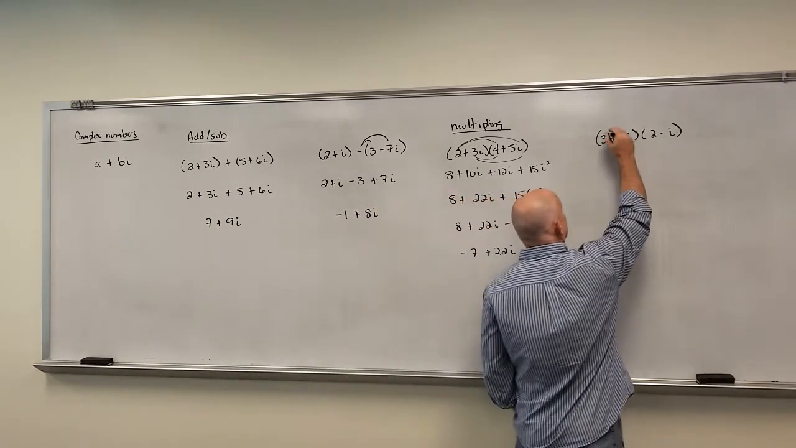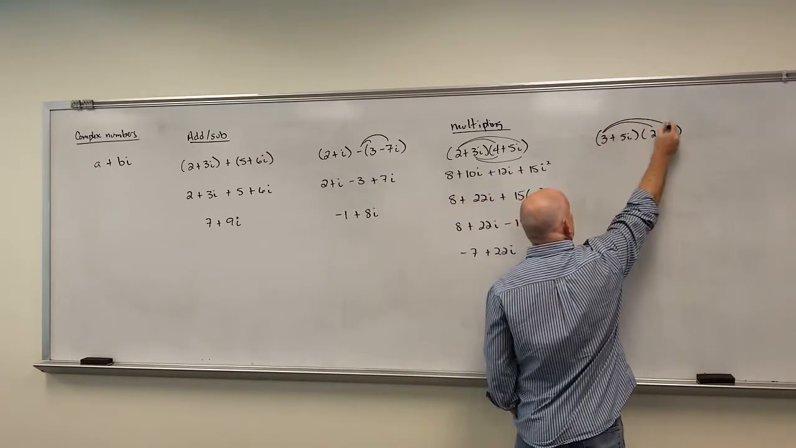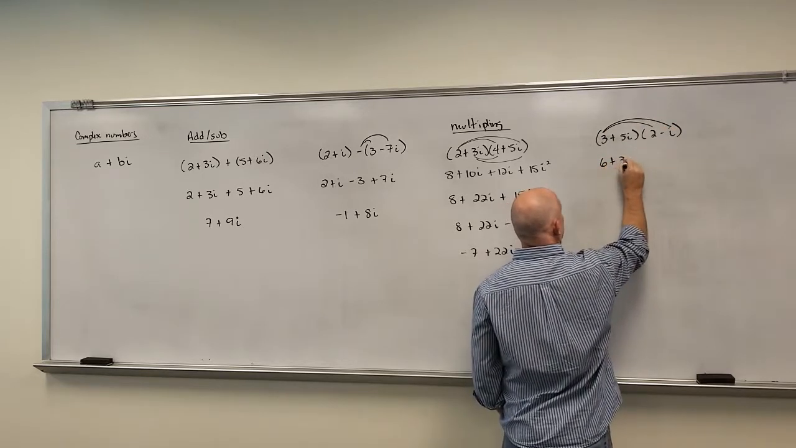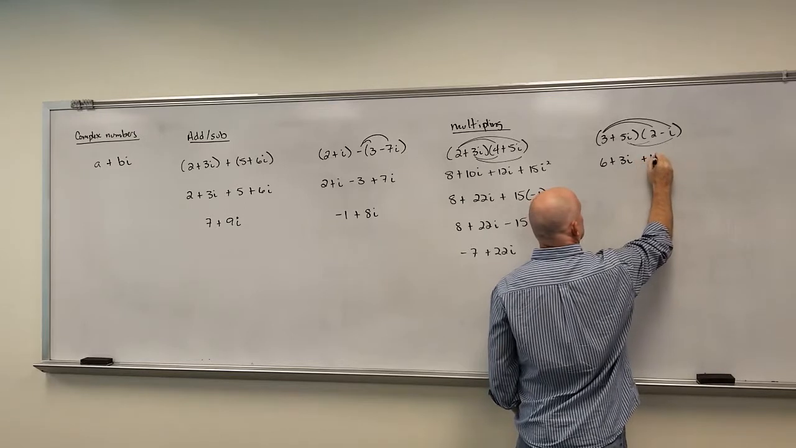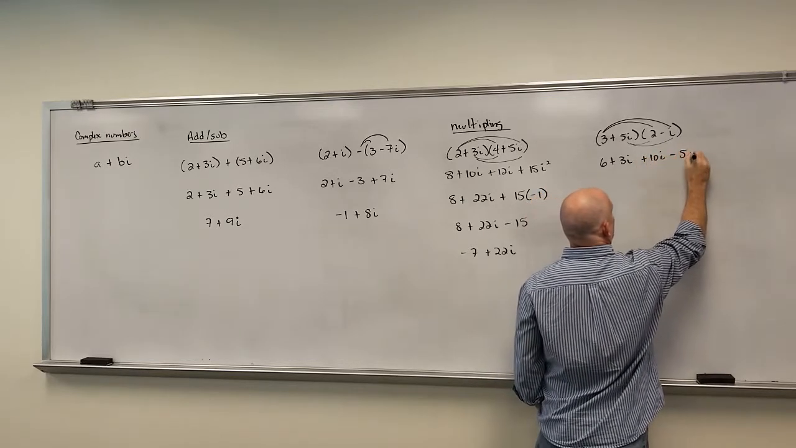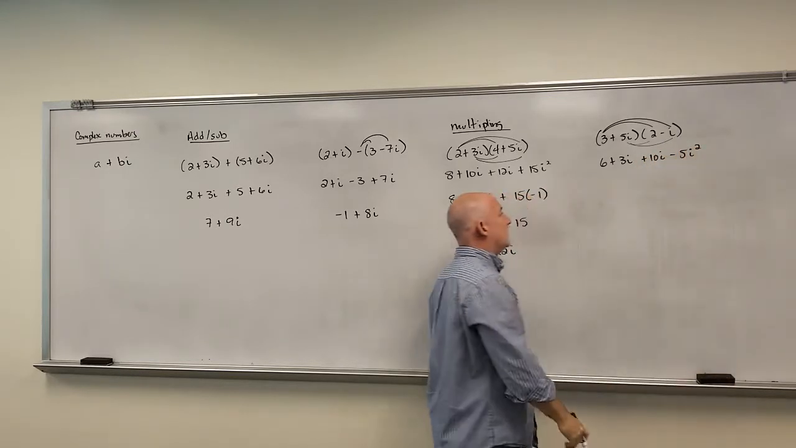So the first thing I need to do is distribute the 3 into the second number, so that gives me 6 plus 3i. Then I distribute the 5i in the second number, that's 10i minus 5i squared.